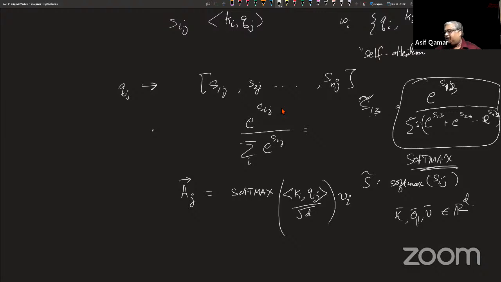In the original paper, it was 64 dimensions, right? So the square root of 64 would be 8. It's just a technicality that makes it better, more stable, to divide by the square root of d to normalize it a little bit. But other than that, it is nothing but this.